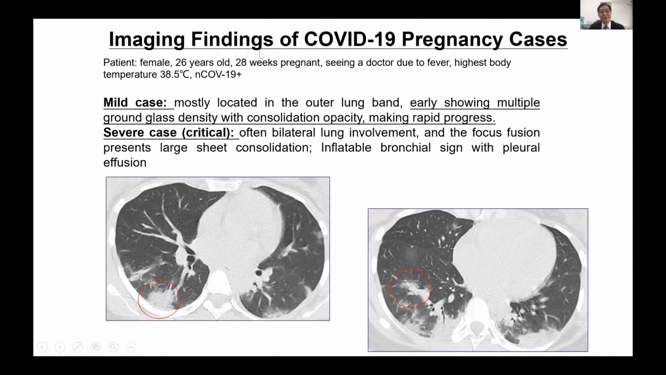How do you know image finding of COVID-19 pregnancy cases? This patient is a female, 26 years old, 28 weeks pregnant. Seeing a doctor due to a fever, highest body temperature 38.5 degrees. Novel coronavirus nucleic acid testing positive.